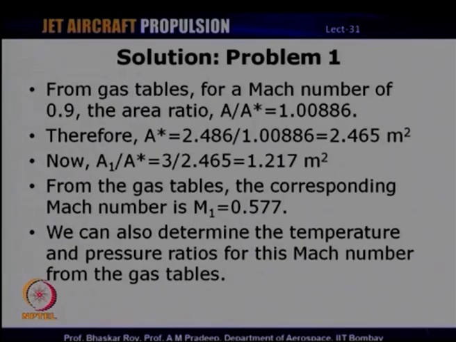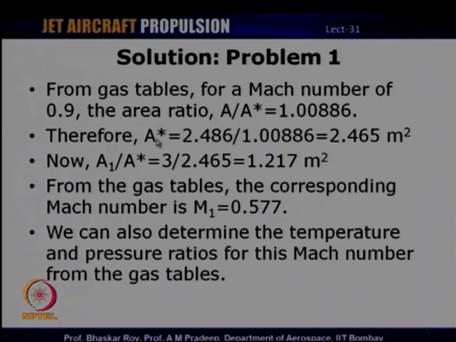If you have the gas tables with you, you will need to flip pages and see that for a Mach number of 0.5, the area ratio corresponding to this is 1.00886. Area ratio is A by A star, where A star is the throat area. So, this is 1.00886. This would be available in any gas table, or in fact, in some textbooks you will find gas tables given towards the end of the textbook.